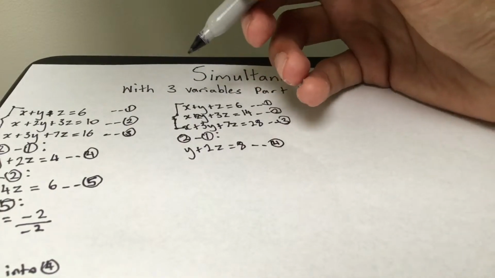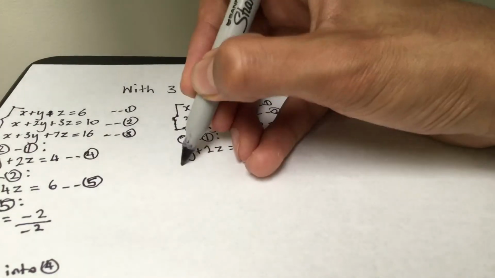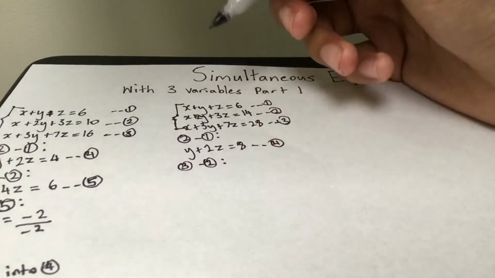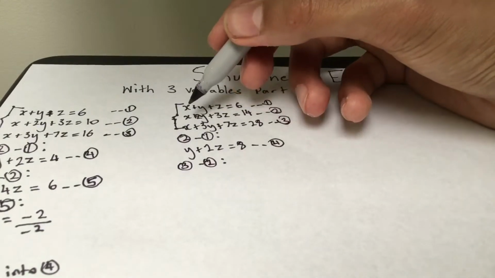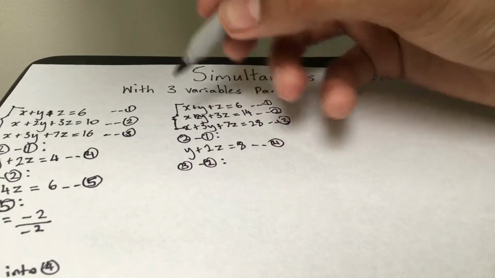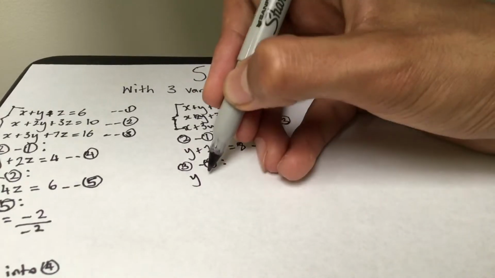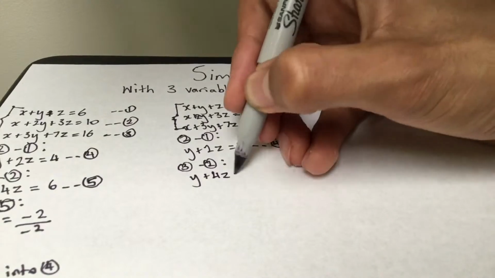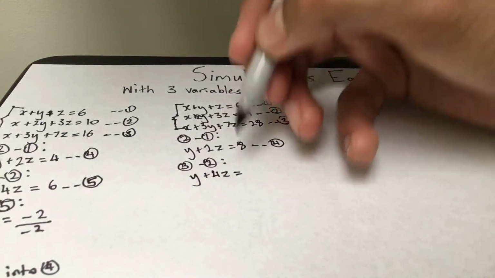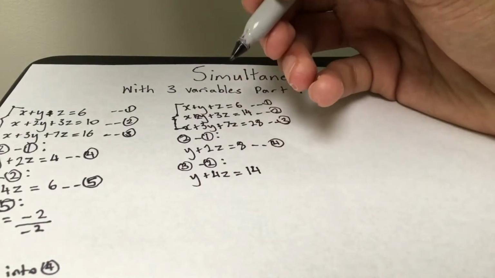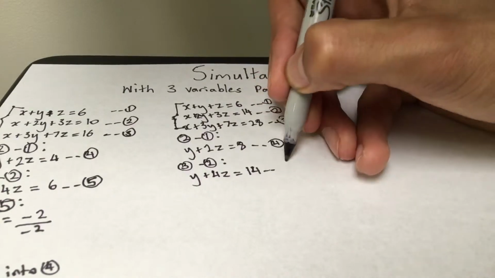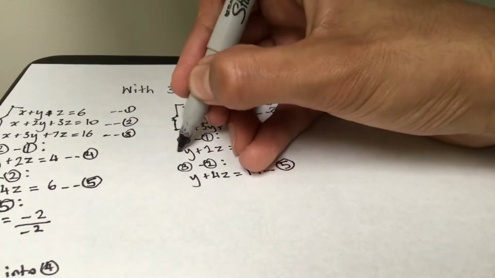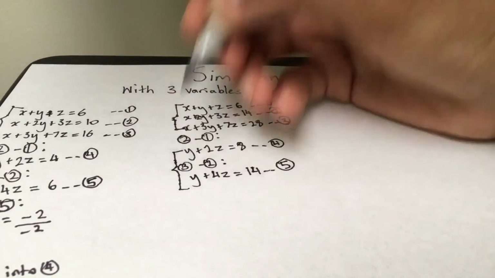Okay, so our next step is to go equation 3 minus equation 2. So x minus x cancels out. 3y minus 2y is y, plus 7z minus 3z, which is 4z, which is equal to 28 minus 14, 14. Okay, so we label this equation 5. Now we can draw this again.